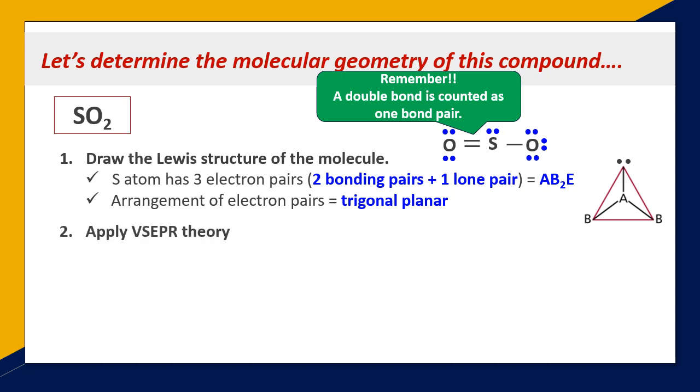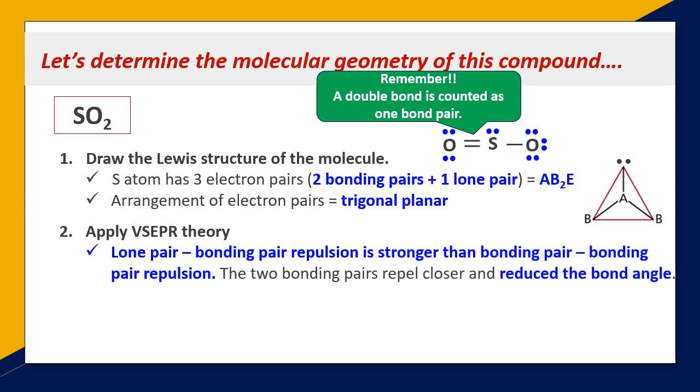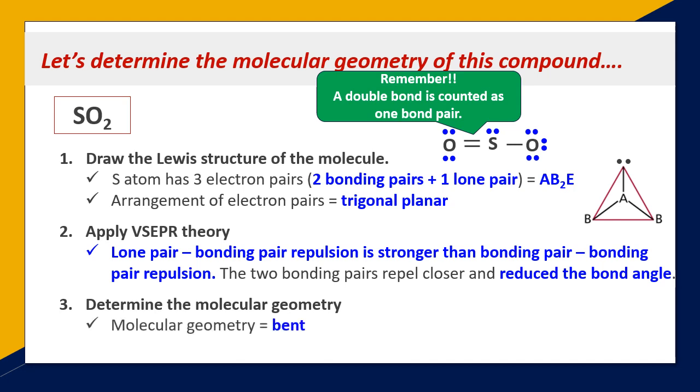When applying the VSEPR theory, the lone pair bonding pair repulsion is stronger than the bond pair repulsion. Therefore, the bonding pairs will be pushed closer together and reduce the bond angle. And finally, we can determine the molecular geometry of the molecule. The molecular geometry for sulfur dioxide is a bent shape with a bond angle of less than 120 degrees.